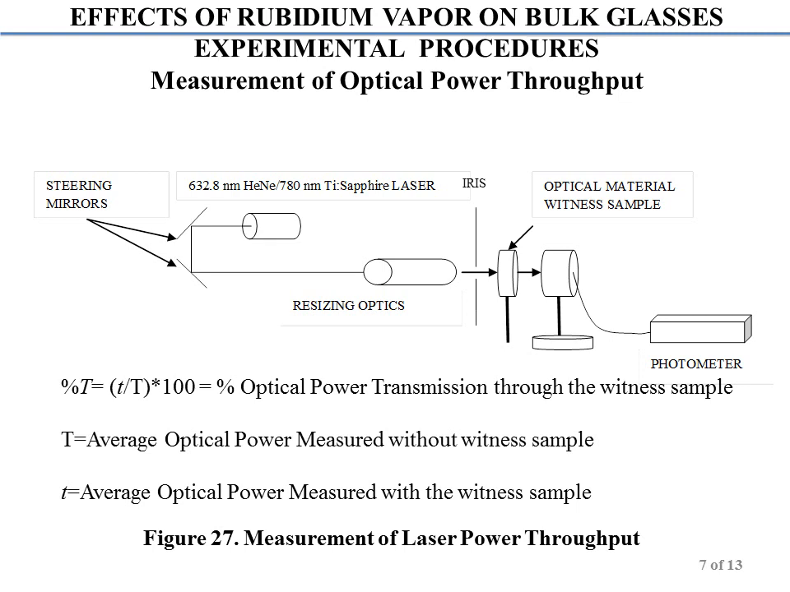As described before, the dual beam intensity monitoring system consists primarily of a 632.8 nanometer helium neon laser, a 780 nanometer Ti sapphire laser, steering mirrors, and a resize telescope for the optical beam path, through the iris, through the witness sample, which is either a reference sample or one that has been exposed, into the photodiode of the optical photometer for measuring the optical power transmission.